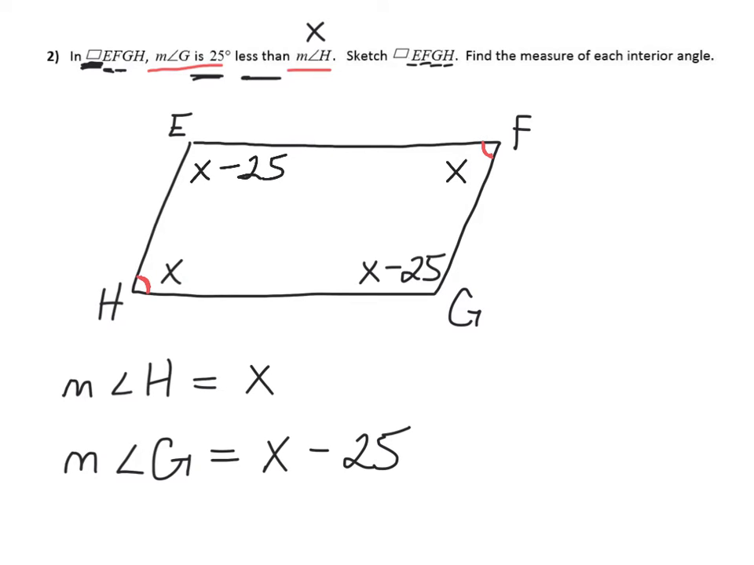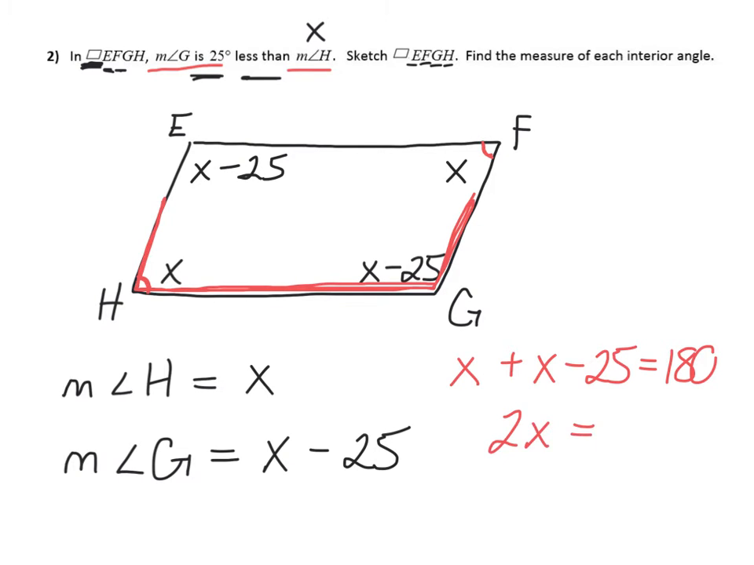The next property I want to think about is those adjacent angles. So I know that any two angles in a parallelogram that are next to one another, that are adjacent, are going to add up to 180. So now I can set up an equation with these two, x and x minus 25, and set them equal to 180. Looks like I'm going to end up with 2x equals 205. And lastly, it looks like we're going to end up with a decimal, 102.5.